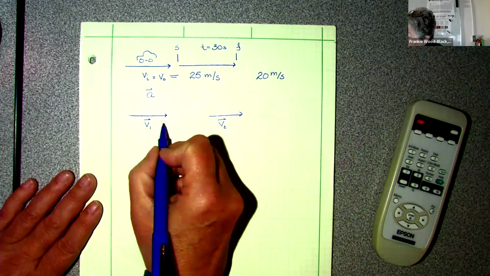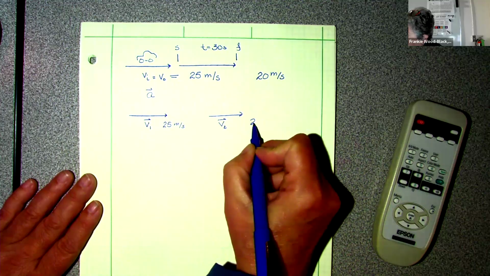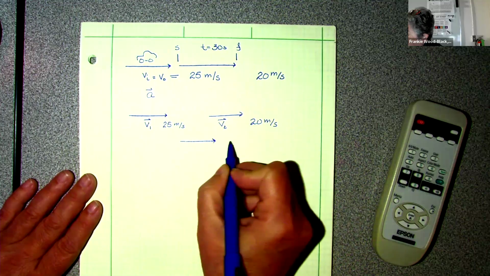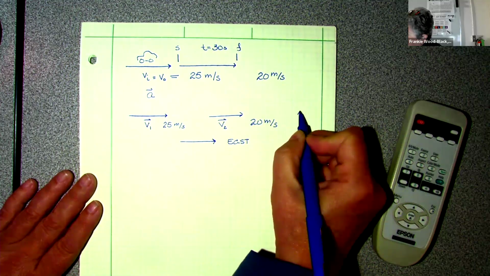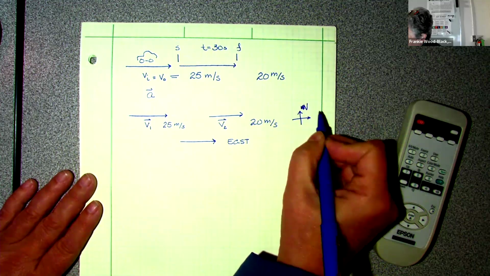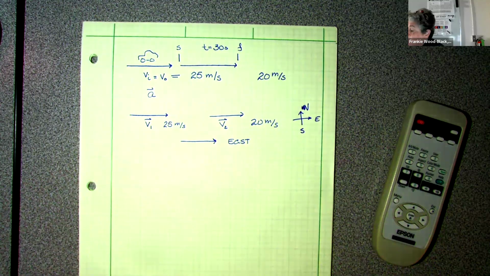And this vector was at 25 meters per second. And this vector is at 20 meters per second. And both of these vectors are headed to the east. If we use north, east, and south as our configuration, both of these vectors are to the east.